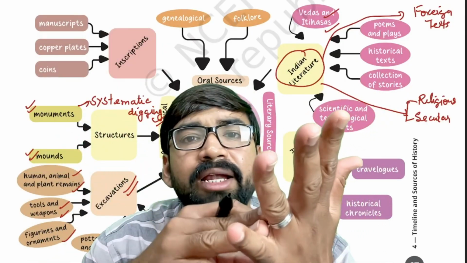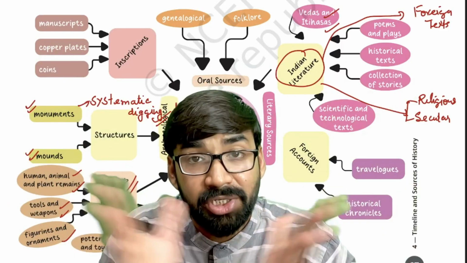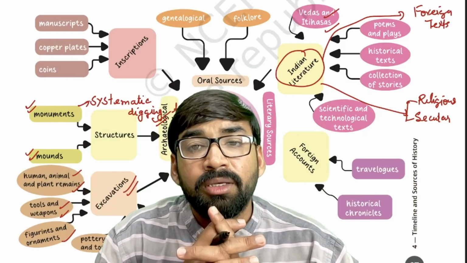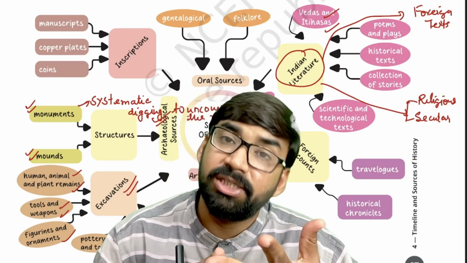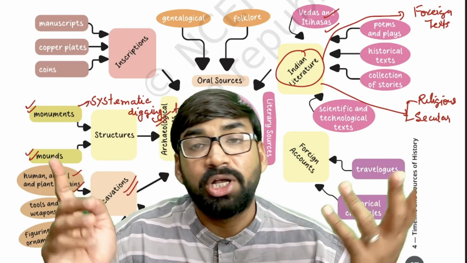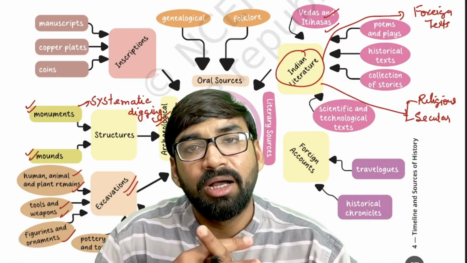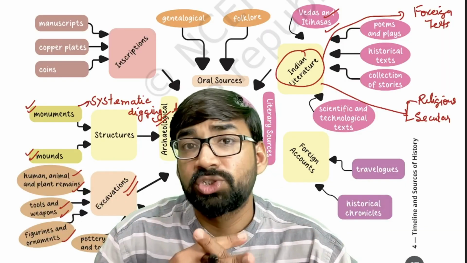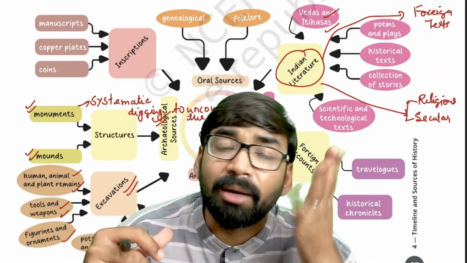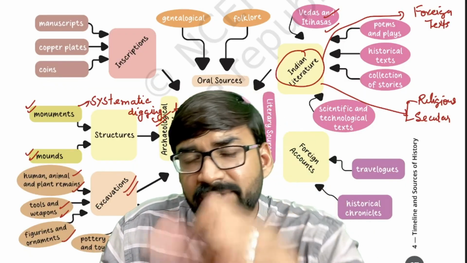Secular literature is related to text, poems, praise of king or queen, prashastis. So Sangam literature, poems and plays, historical text will be there. Arthashastra, first book on statecraft, written by Kautilya or Chanakya. Collection of stories are there. Scientific books like those of Aryabhata, Varahamihira, all these kind of scholars are there. And then, as I have said, foreign accounts.